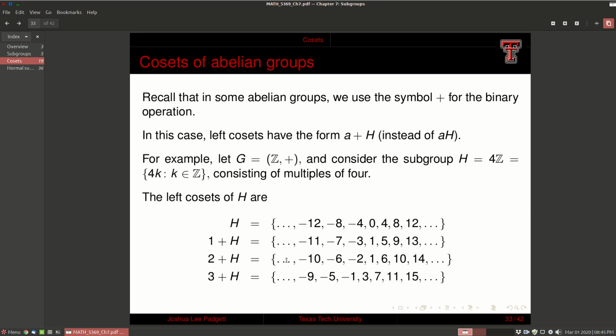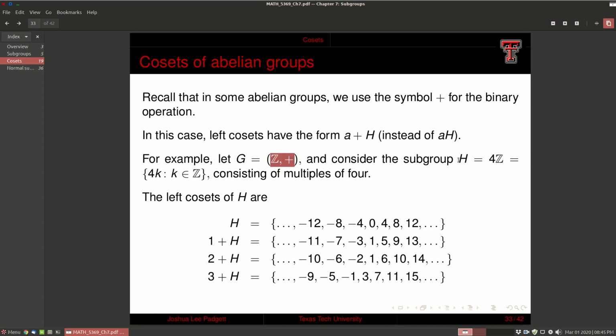So cosets of abelian groups are really a nice way to think of it. And so what I have here is an example of cosets of the integers. So what am I going to do here? If you have abelian groups, typically we don't write aH, we write a plus H. And remember that's because I said that I'll try to use the symbol plus whenever our group product is abelian. Okay? So for instance, let's consider the group Z with standard integer addition.